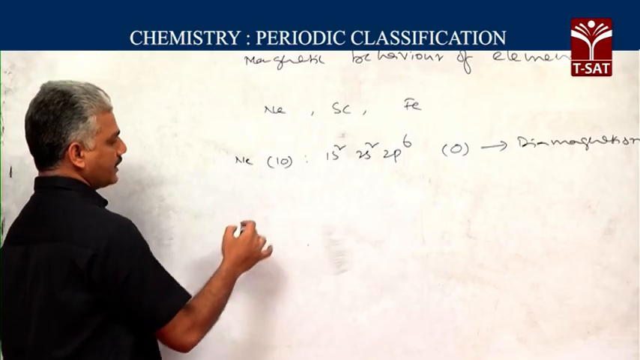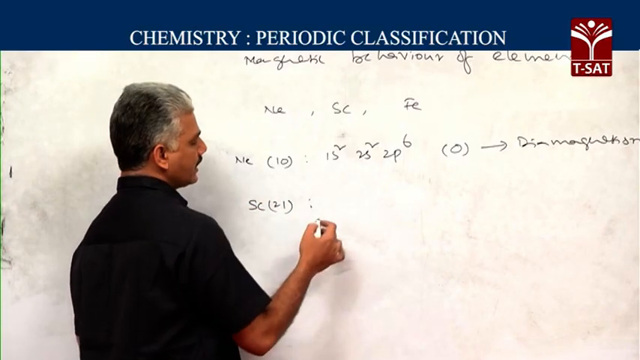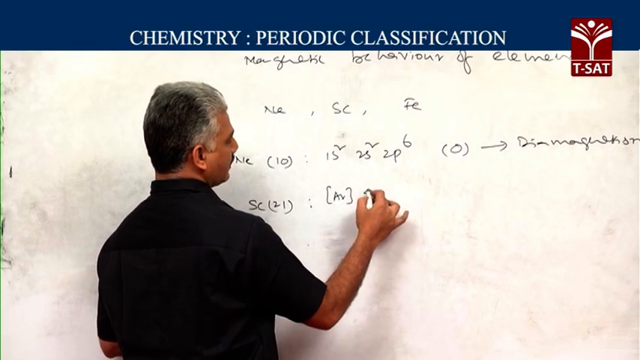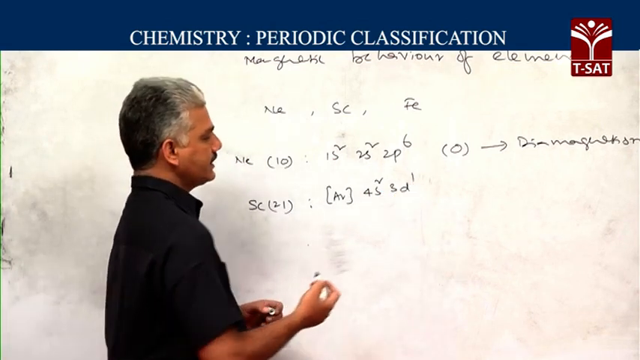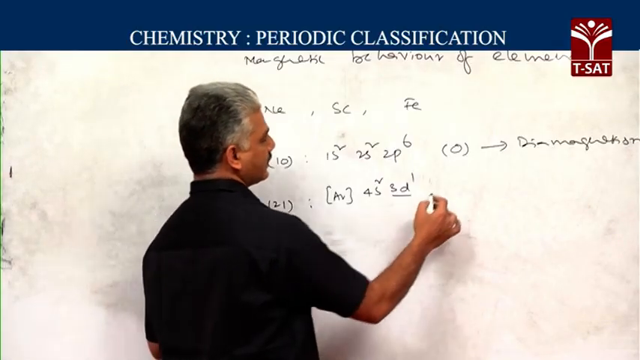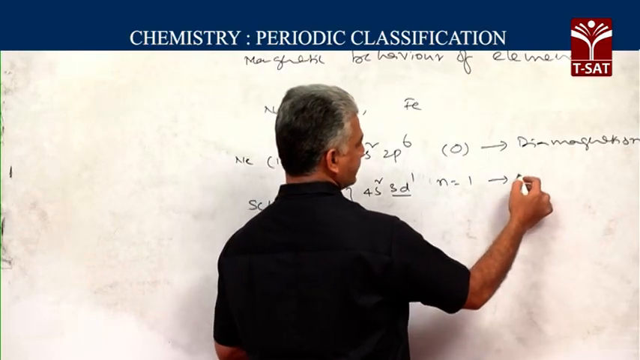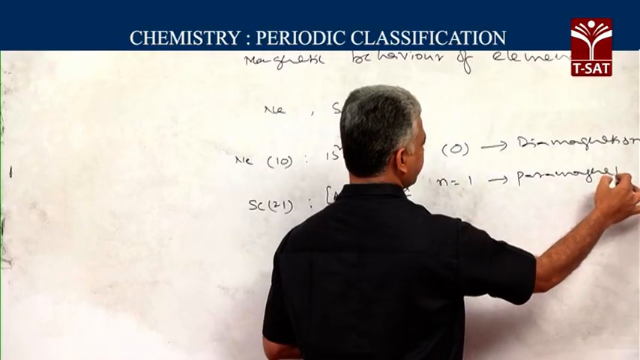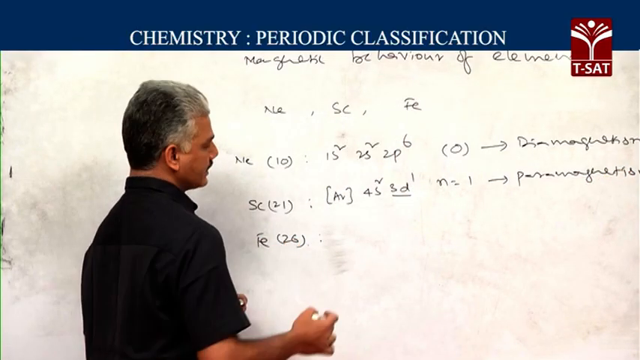Coming to scandium, its atomic number is 21. Its electronic configuration can be represented as argon followed by 4s2, 3d1. That means in the 3d level there is one unpaired electron. So, here n value is 1. When one unpaired electron is present, the type of magnetism associated is paramagnetism.